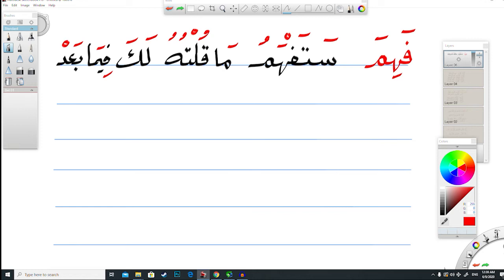What we have changed: we added sa, which is known for the future, and we added ta, the medial form of the letter ta, at the beginning of the root. ستفهم. The next example is for the singular feminine.